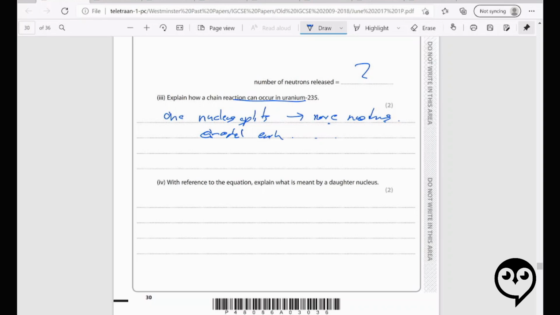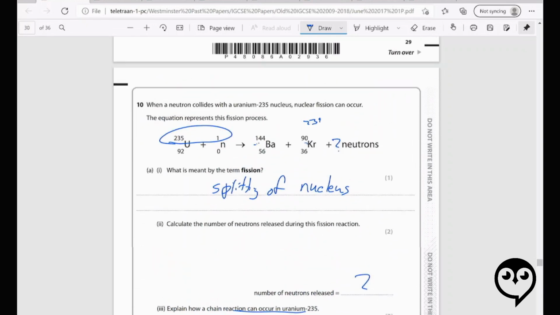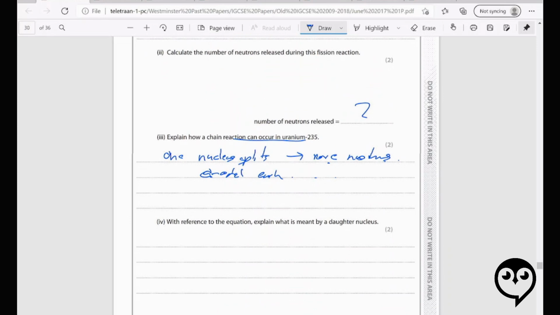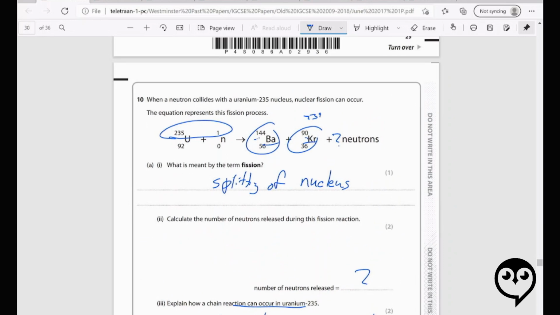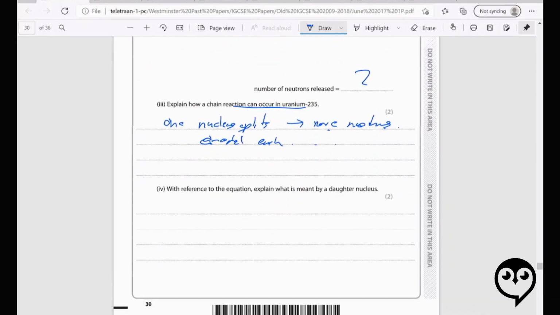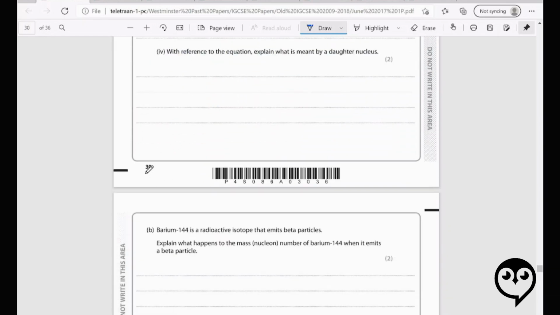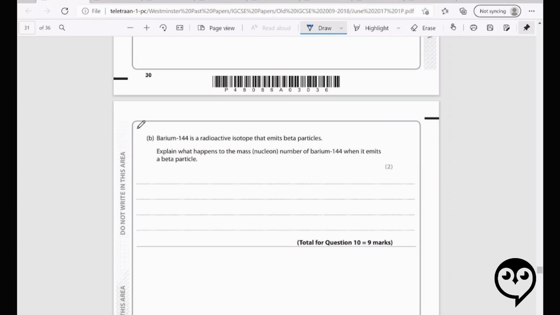That's basically the idea. With reference to the equation, what is meant by the daughter nucleus? Well, we could just say that the barium and the krypton are daughter nuclei. They're smaller versions of the original. Well, I guess we wouldn't say smaller versions. They are smaller isotopes. They are different species. So I would just write them out by name. I would say barium and krypton are the daughter nuclei. They are the products left over besides the neutrons. And barium-144 is a radioactive isotope, emits beta particles. It's used as a tracer sometimes.